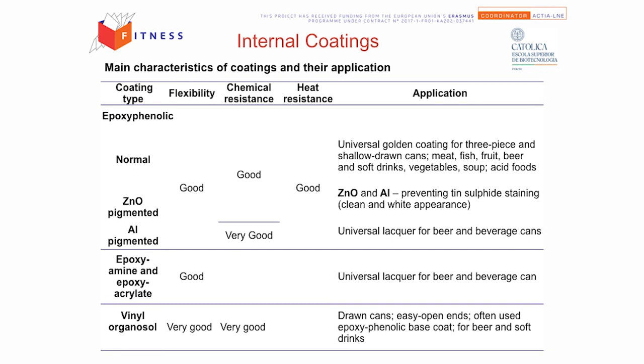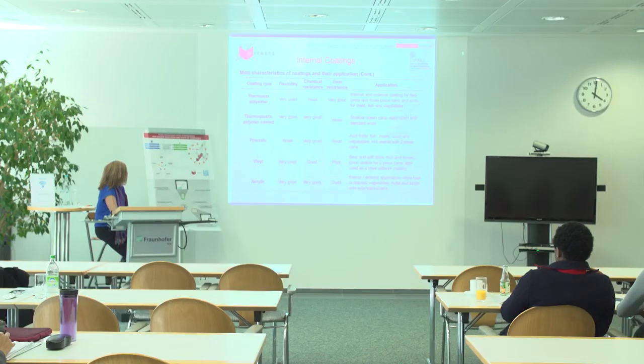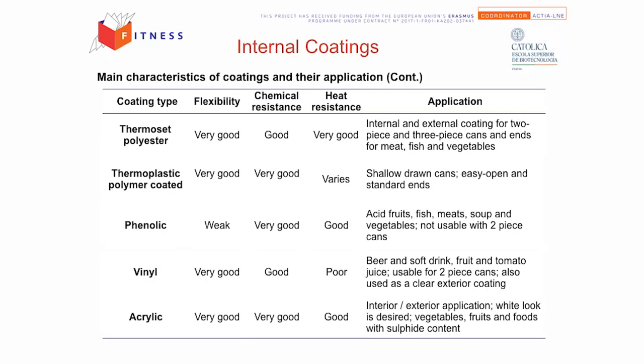It is universal for beer and for beverage cans. So we have also polyester. Some vinylic also. So there is a range of options and the selection depends on the can type, first of all, and the product, of course, and together with that, the process that the product is going to be submitted to.